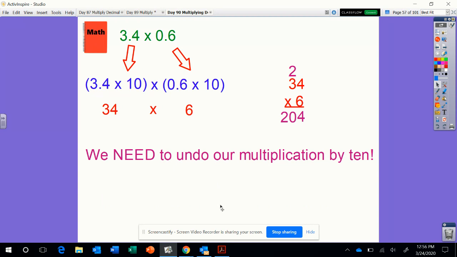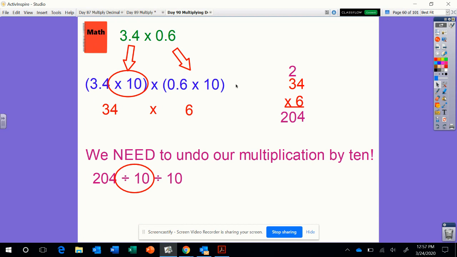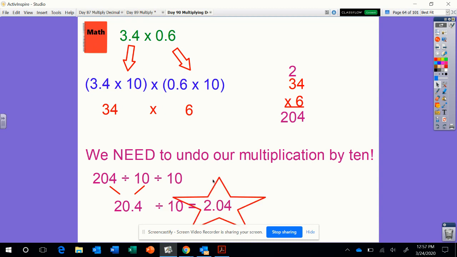We have to undo our multiplication. So if we did this, divide by this 10, and then we have to divide by this 10, we are dividing by 10 and then 10 again, which moves it over 2 places. See how these are the same? We have the same amount of whatever we multiplied by, we have to divide by. So if we divide that by 10, we get 20 4/10. Divide it by 10 again, we've got to move one more place to the left, and we get 2 4/100.